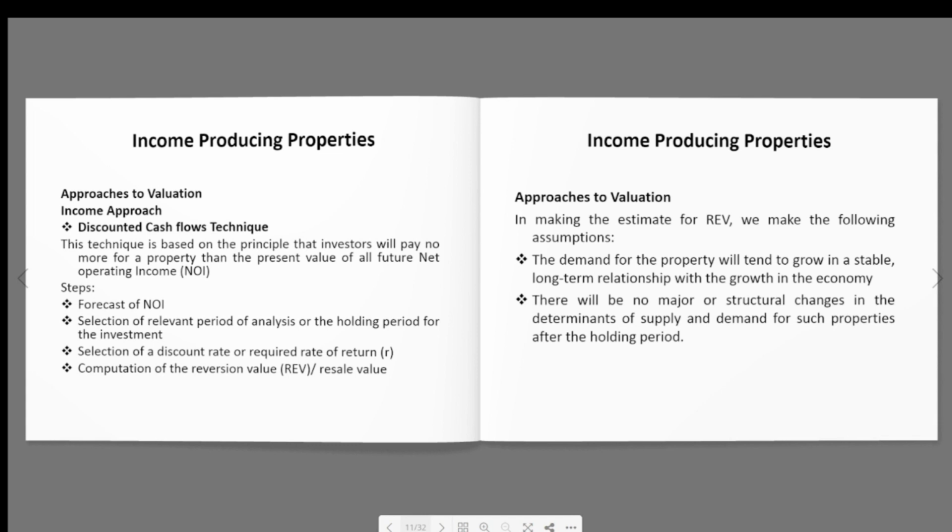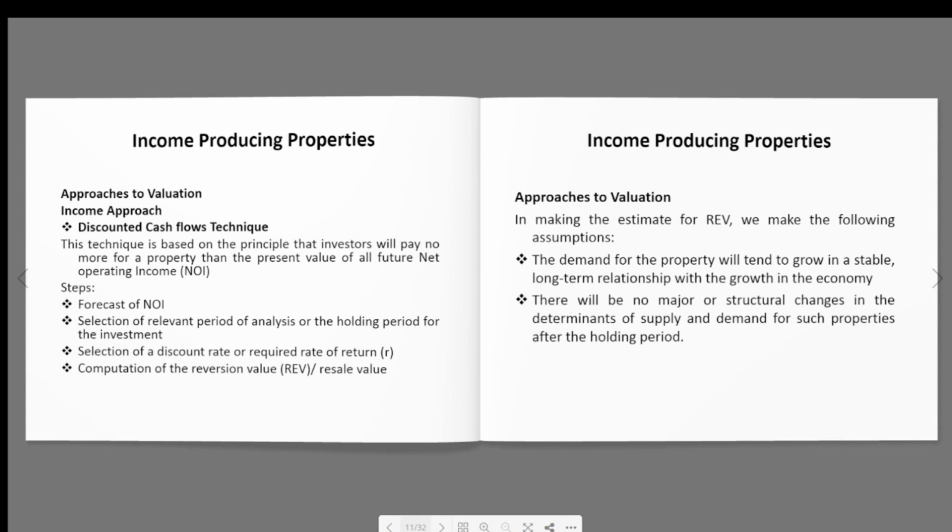The steps involved in the discounted cash flows technique are as follows. First, forecast the net operating income. Then, selection of the relevant period of analysis or the holding period for the investment. And then the selection of a discount rate or required rate of return. And finally, computation of the reversion value or the resale value.